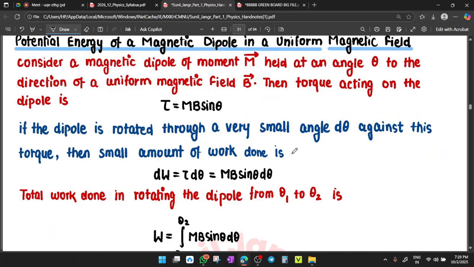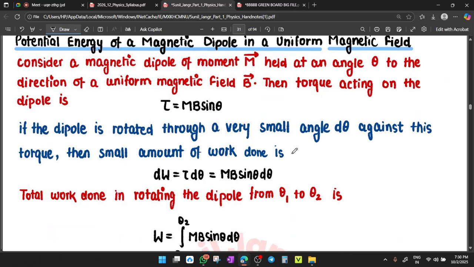Yes. If the dipole is rotated by a very small angle d theta against this torque, then a small amount of work is done. We have to apply the same torque against the working torque. So if the working torque is equal to m b sine theta in the clockwise direction, we have to apply the same torque in the anti-clockwise direction. dW is equal to torque dot d theta. This is the work done by the anti-clockwise torque. So dW is equal to m b sine theta d theta. Clear? Now work done.